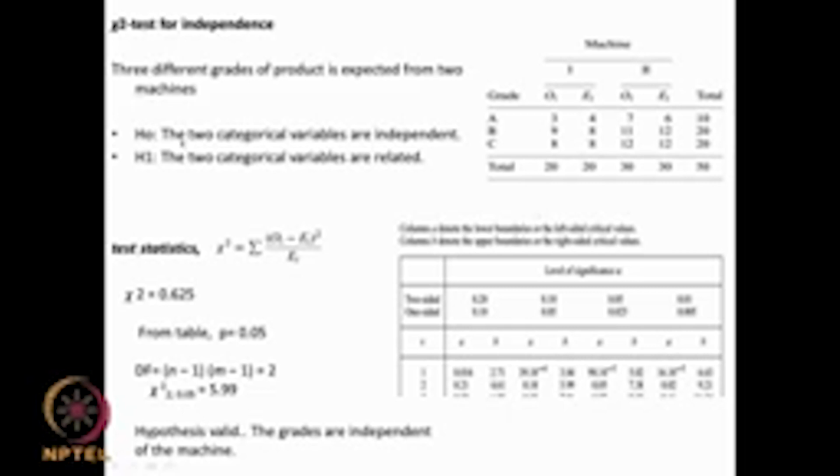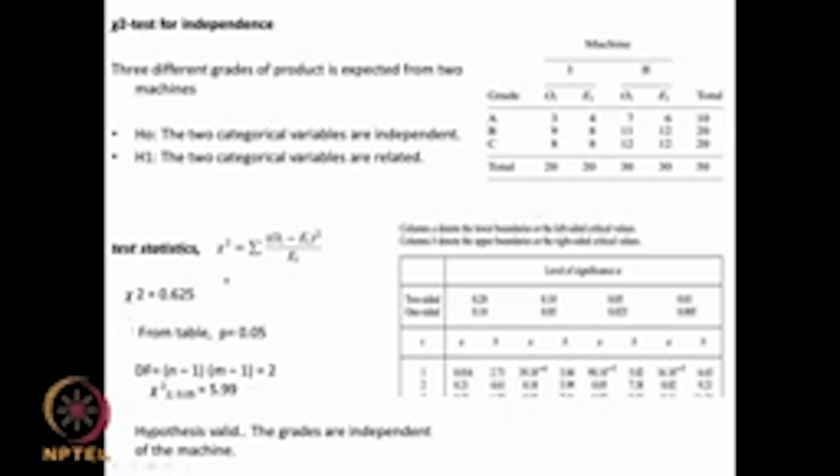Now I want to look at the null hypothesis that the variables are independent, that means the grades are independent of the machine which we use, but the alternate is that they are related with each other. So, what is the test statistic? It is the sum over all six cells of observed minus expected, squared, divided by expected.